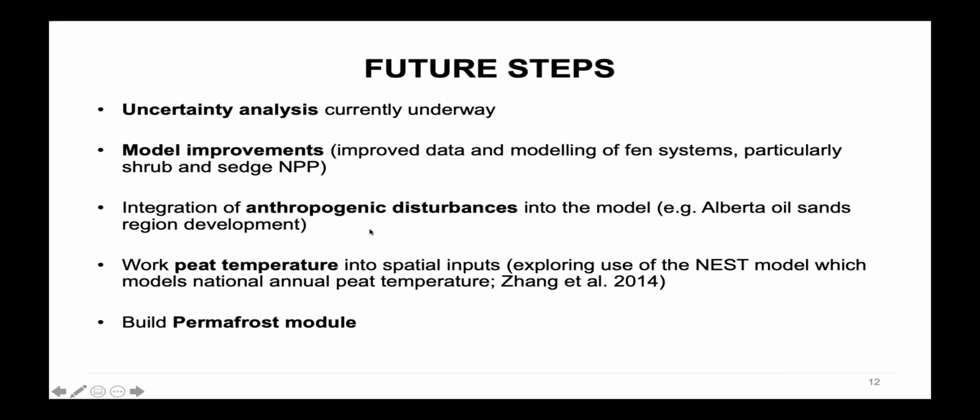All right, so for future steps, we're currently running an uncertainty analysis. We're always trying to improve on the model. We're integrating anthropogenic disturbances like oil sands region disturbances. We're also looking at working in peak temperature and spatial inputs and the ways we can do that. And then we'd like to also build a permafrost module. This is why we did not include some of the northern regions in our simulation, because we don't have permafrost dynamics yet, and we know that these are extremely important. So we're looking at including those as well.